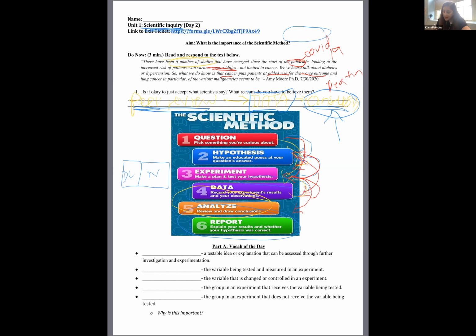So now let's look at our vocab of the day. So some terms that may or may not be new to you. Let's see. So what is a testable idea or explanation that can be assessed through further investigation and experimentation? That is a hypothesis.